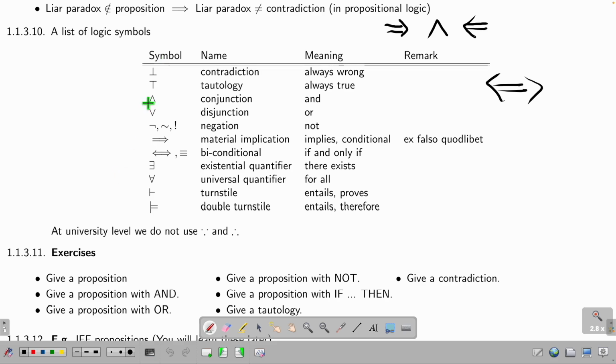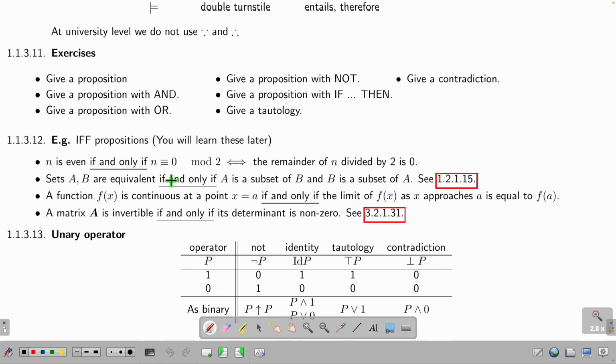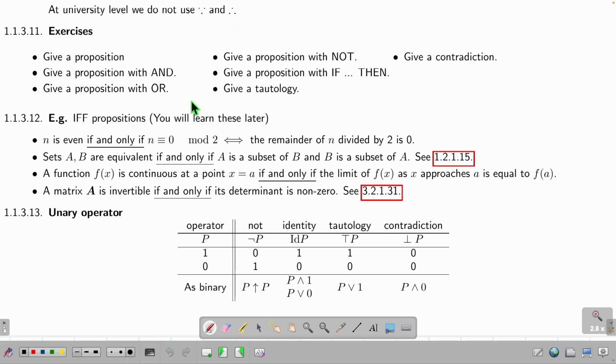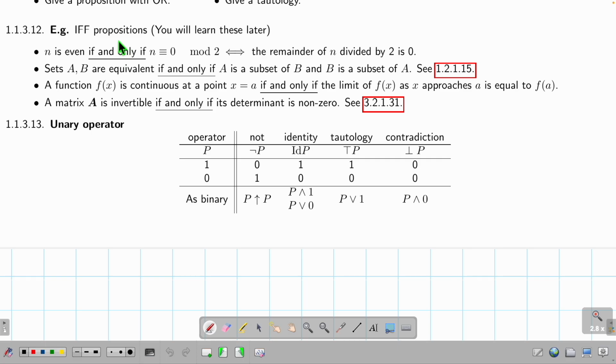And then here are some symbols. So contradiction, tautology, this is and, this is or. These three are all not. Okay, this is if. These are just fancy names. This is if and only if. These four we talk about later. And in university level we never do this dot dot dot and dot dot dot, so don't use it. And here are exercises. Do them in your spare time. If and only if later.